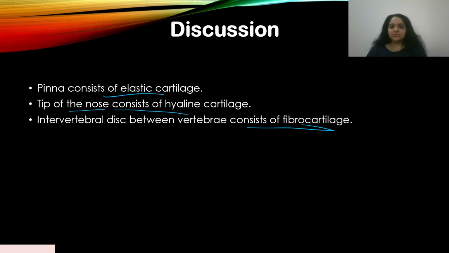Obviously, the tip of the nose would be the best, the right answer. But don't forget, they might twist the question a little bit. That's why I thought I'll explain the vertebrae part also, and why and where cartilage is present there. Like I said, fibrocartilage is present in the intervertebral disc area. That's why I chose C and D. But ideally, C is usually given as the right answer.